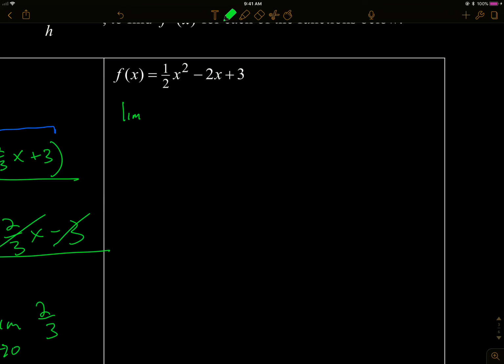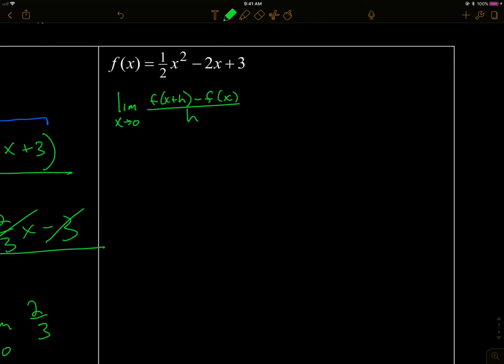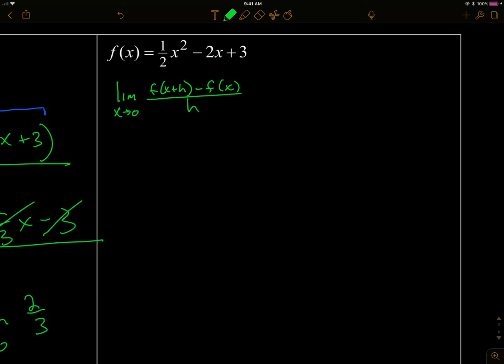So the limit, I like to write out the definition first, of f of x plus h minus f of x all over h. So that's the limit as h goes to 0 of our difference quotient, which again is really just slope. So I'm going to say the limit as h goes to 0 of f of x plus h. So again, I write my function, I remove the x's out of it, and I put in its place x plus h. That's what f of x plus h is.